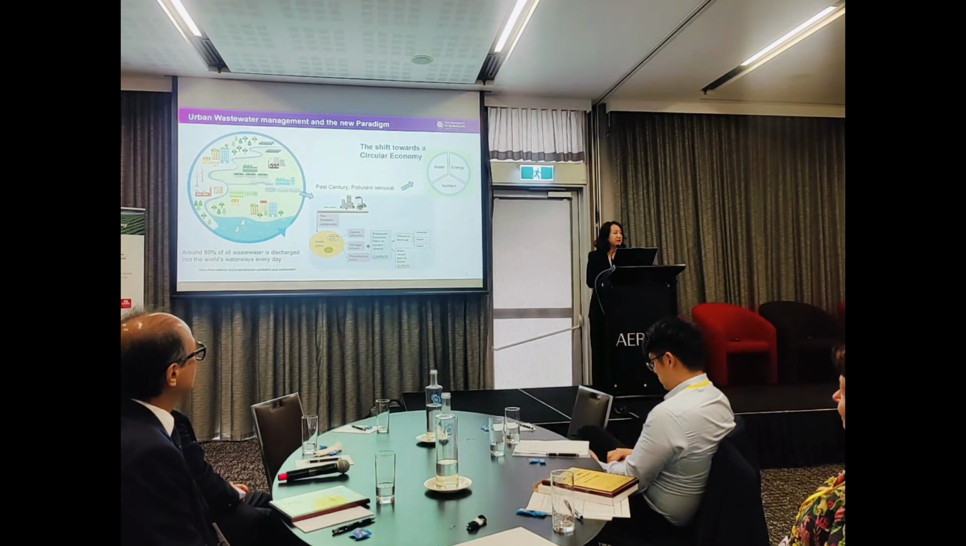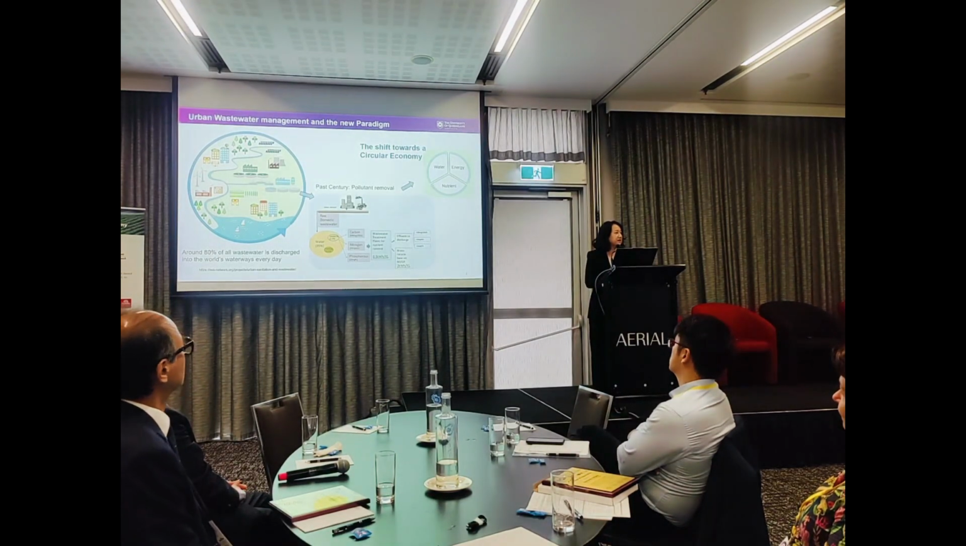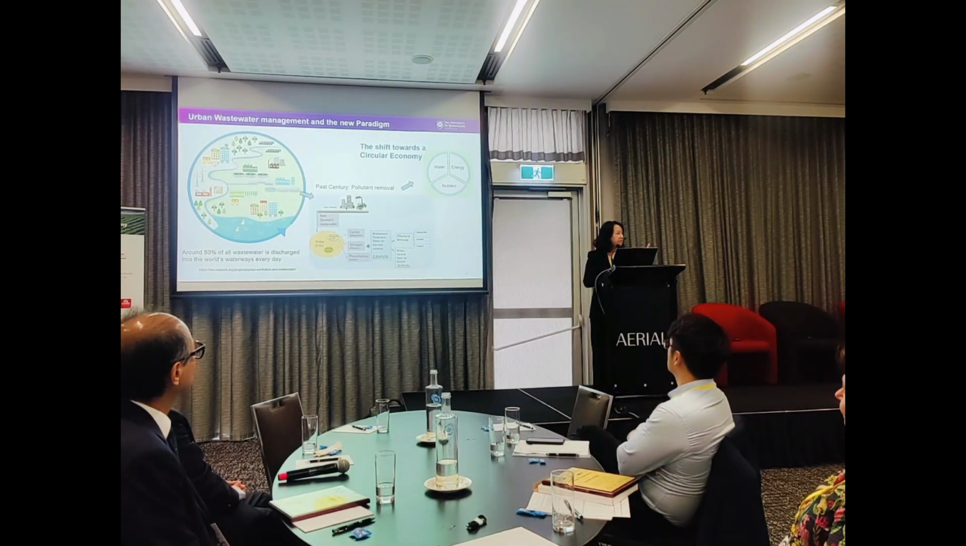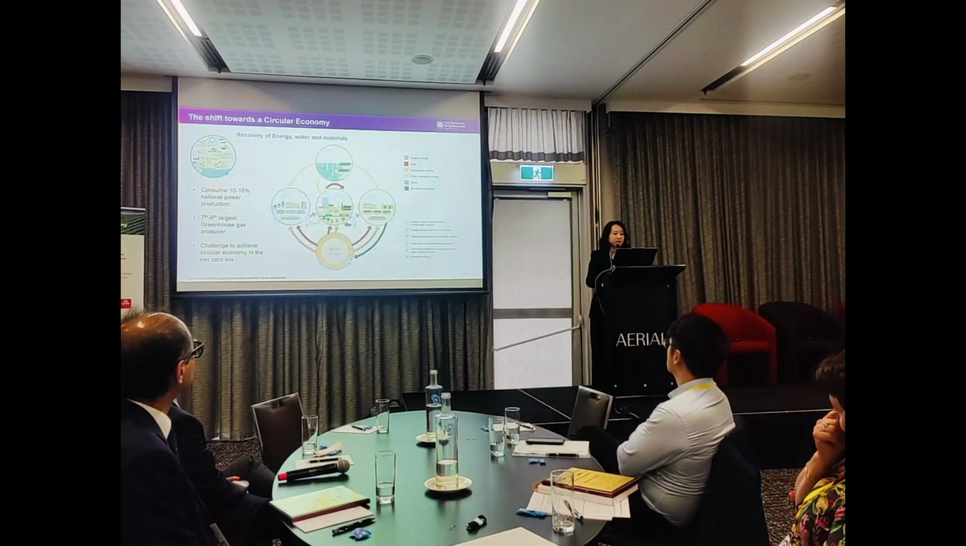We try to recover as much of the resource as we can. Most of the wastewater is basically water. Definitely we have some cellulose and solids, but after we remove those, it's mainly the nutrients, mainly nitrogen, phosphorus, and of course a lot of carbon. When we try to recover those, we recover water, we convert the carbon into energy, and we try to get the rest of the nutrients into other materials. That's the shift towards the circular economy we talk about in urban wastewater management.